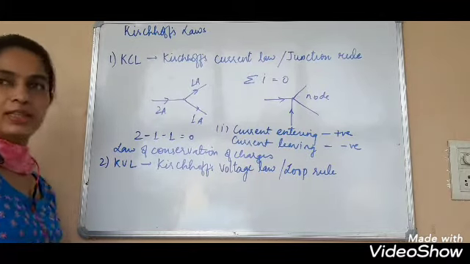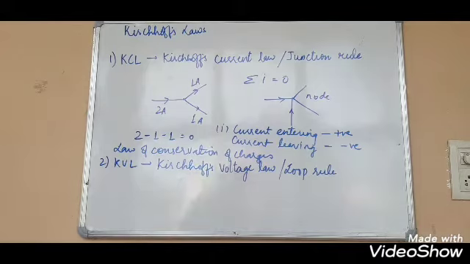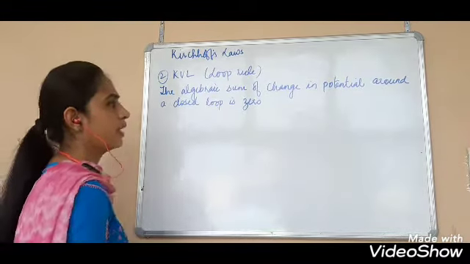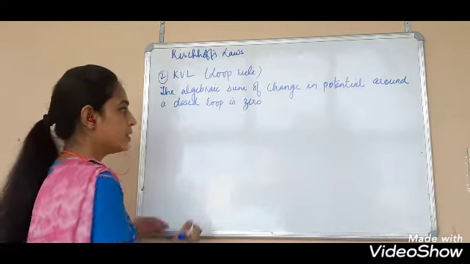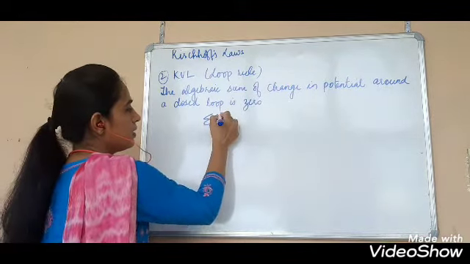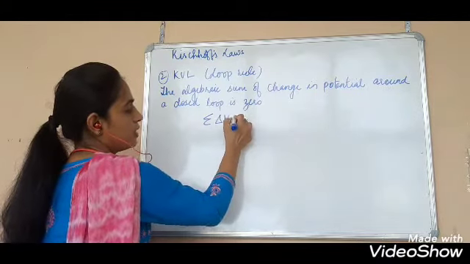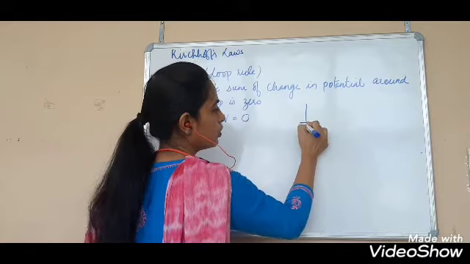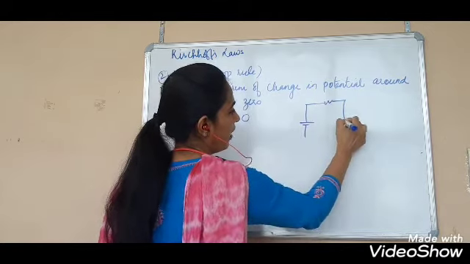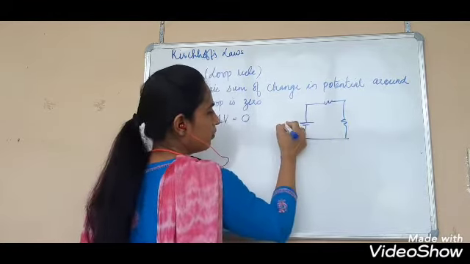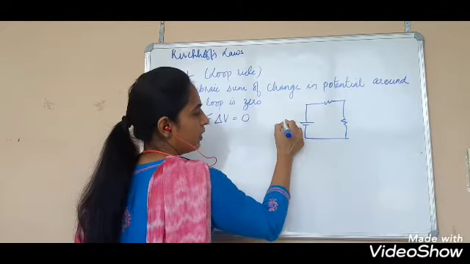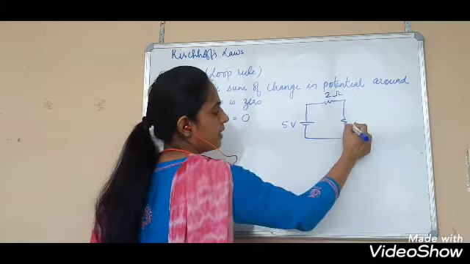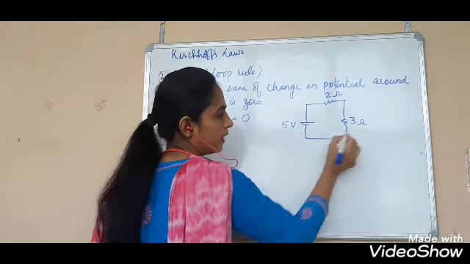Let's see KVL in detail. KVL says that the algebraic sum of change in potential around a closed loop is 0. The summation of change in potential in a closed loop is 0. For example, you have a closed loop wherein this is a cell of EMF 5 volt, this is R1 of 2 ohm, and this is R2 of 3 ohm.